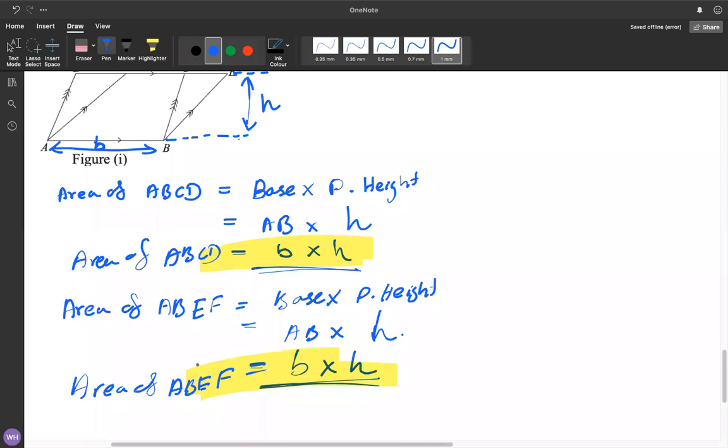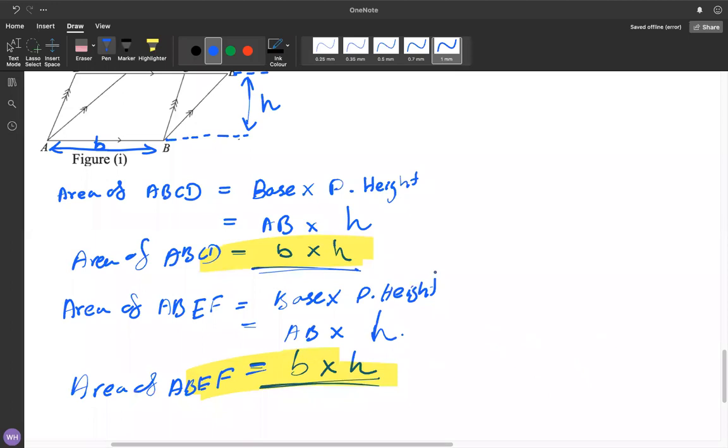So by using axiom 1, what can you decide? According to axiom 1, this area is equal to that, and this area is also equal to that same quantity. So what can you say? Therefore, the area of ABCD will be equal to the area of ABEF. Can you understand? So we can prove it in that manner as well.